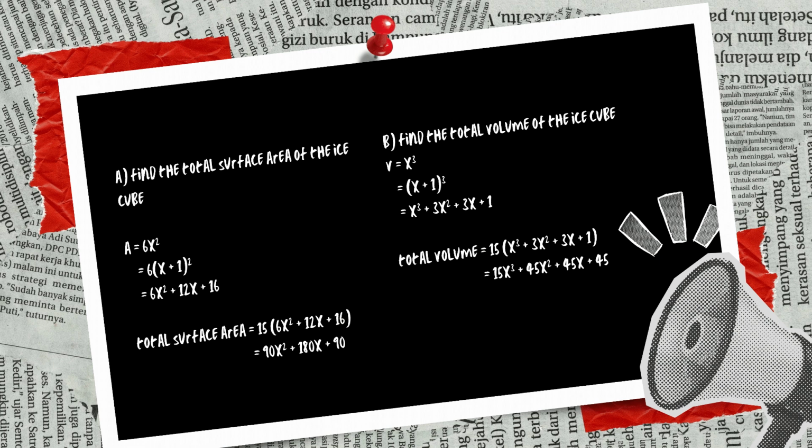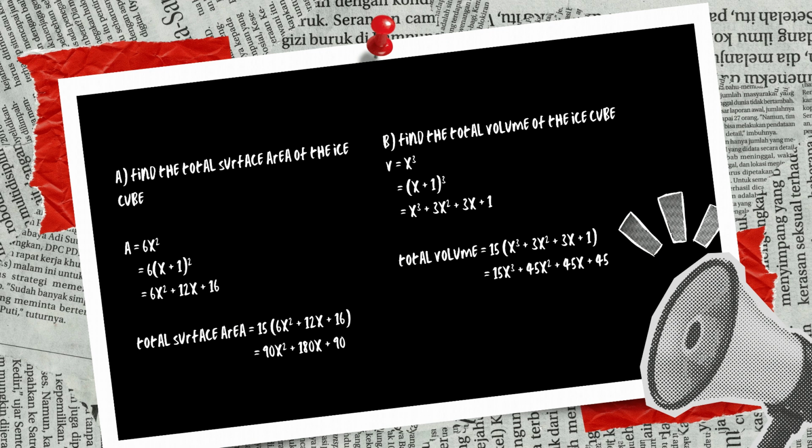The side of each cube is x plus 1 centimeter, and there are 15 ice cubes in total. First, we need to find the area of the cube, which is 6 times x squared. We substitute x, which gives 6 times (x plus 1) squared, and we get 6x squared plus 12x plus 6. For the total surface area, we multiply the area by 15, and we get 90x squared plus 180x plus 90.